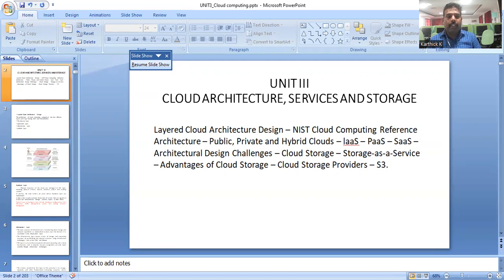In cloud architecture, we have different types of architecture. First is the layered cloud architecture design. This is the diagram of cloud architecture design. On the left-hand side, we have what services are there and what services are processed in each layer. On the right side, we have an example for each layer. As I said before, it is divided into 4 types: physical layer, application layer, infrastructure layer, and platform layer, right?